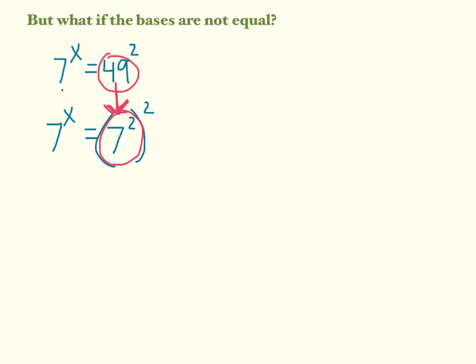But now we have like bases, so we can say that x has to equal, and then we talked about this yesterday, power to a power, you multiply, so 2 times 2 is 4. X equals 4.